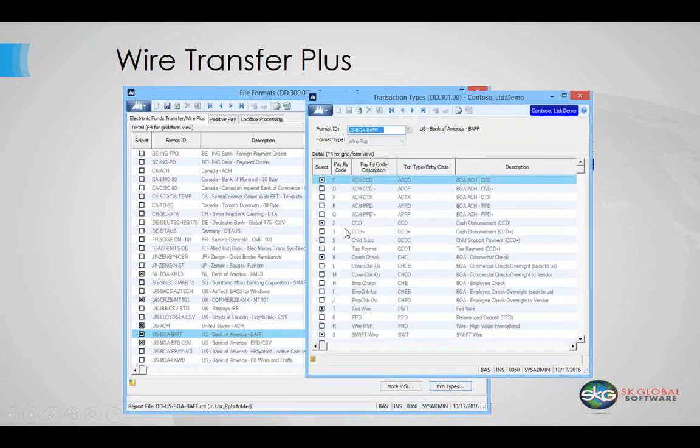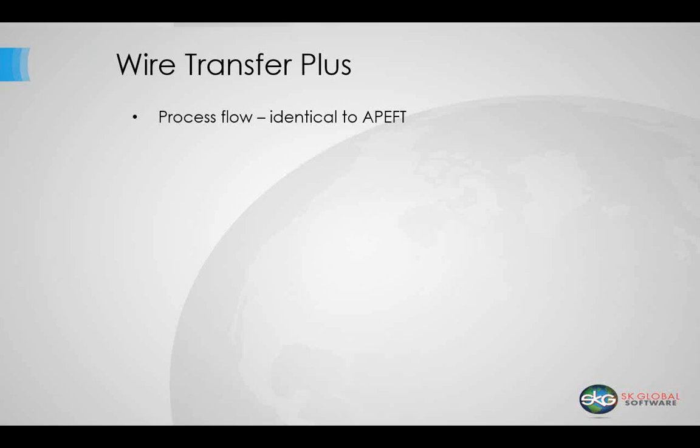And within the bank formats, there are many different transaction types. I'm looking at a BAF, a Bank of America flat file. You can send ACH transactions inside the file. You can send tax payments. You can send employee checks. You can send wires. All can be included in one file. So with our system, you have the capability to set up a vendor to use Wire Transfer Plus, and using a format can make all kinds of payments to all kinds of vendors.